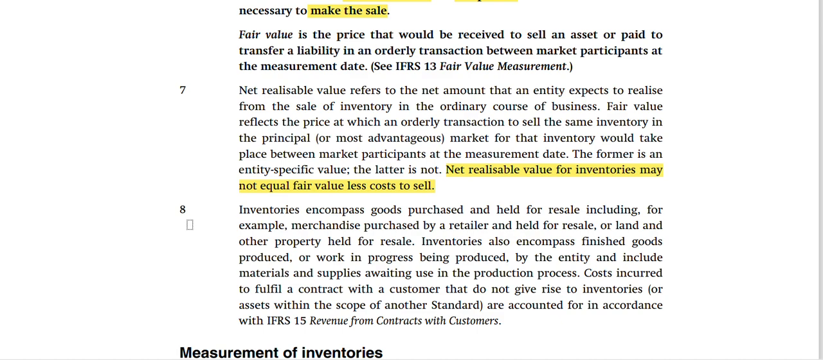Now let's just look at paragraph 8. Inventories encompass goods purchased and held for resale, including, for example, merchandise purchased by a retailer and held for sale, or land and other property held for resale. Inventories also encompass finished goods produced or work in progress being produced by the entity, and include material and supplies awaiting use in the production process.